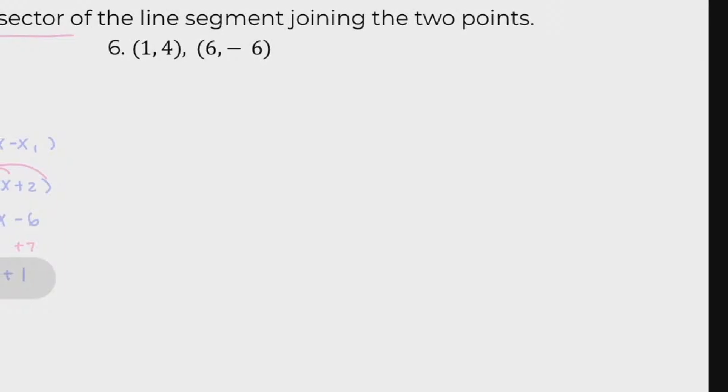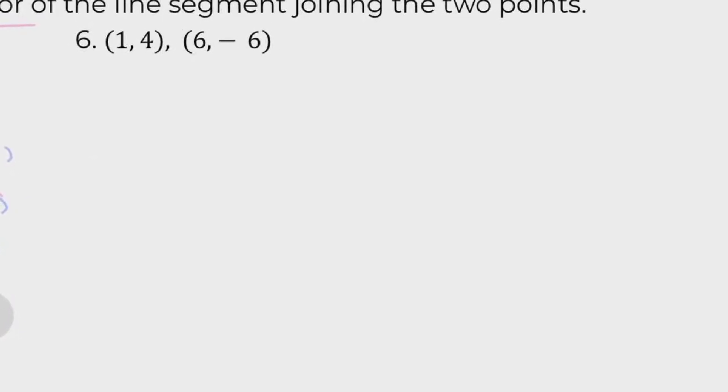Okay, number 6. We're looking for the same thing, so again, we're first going to find the slope. So that's going to be 6 minus 1 over -6 minus 4, which is 5 over -10. Oh, oops, sorry. That's going to be -6 minus 4 over 6 minus 1. I did x on top. Okay, so that's going to be negative 10 over 5, which is negative 2. So that means the slope of the perpendicular line is the negative reciprocal, which is 1/2.